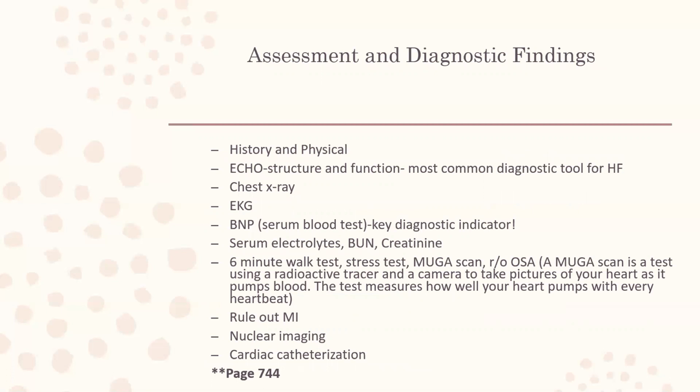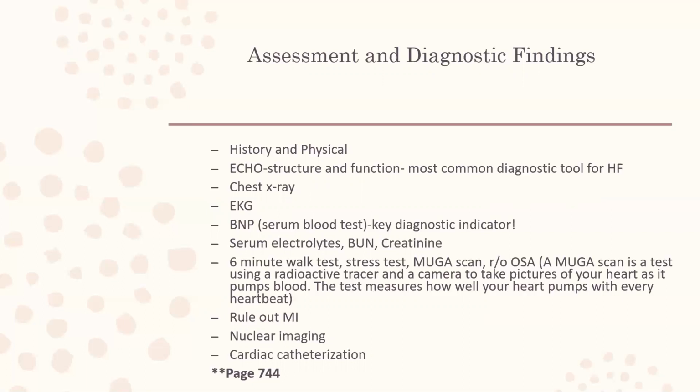So your assessment and diagnostic findings, again, that 2D echo is going to be your gold standard. It's the most common tool for heart failure. You're also going to want to get a good H&P. A chest x-ray could be indicated. An EKG, of course. A BNP is going to be your key diagnostic indicator. Get some electrolytes, the BUN, the creatinine. We can also do the 6-minute walk test. We have a stress test, the MUGA scan.